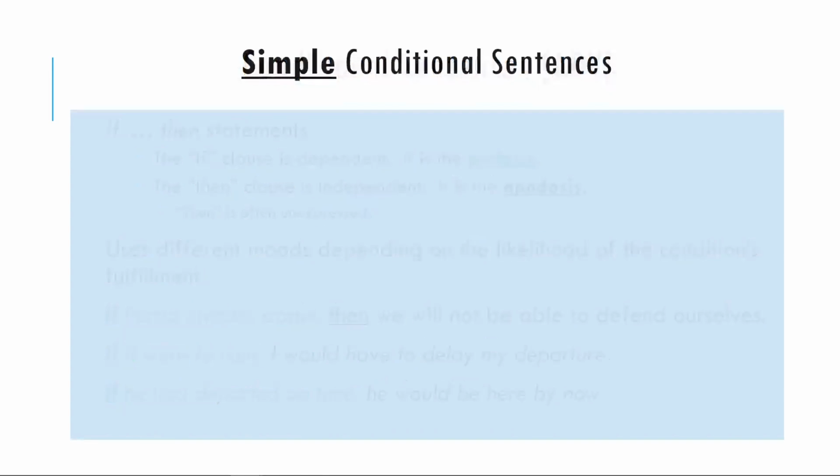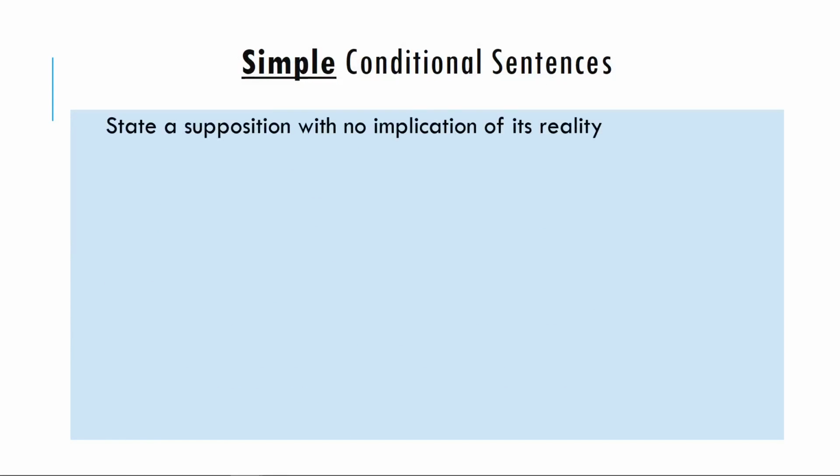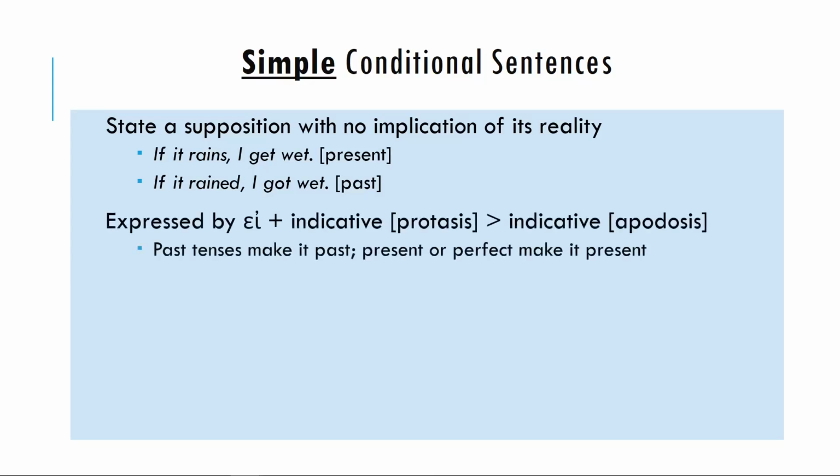Now, simple conditionals, as they're called, state something with no implication of its reality. It's just a simple fact. If it rains, I get wet. If it rained, I got wet. It's just a statement of fact, right? You express it with the word ei, meaning if, the indicative in the protasis and the indicative in the apodosis. And so you translate the word ei as if, and you translate the rest like a normal sentence.